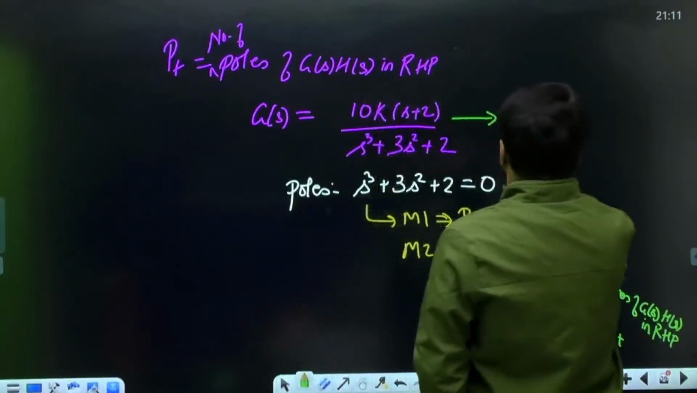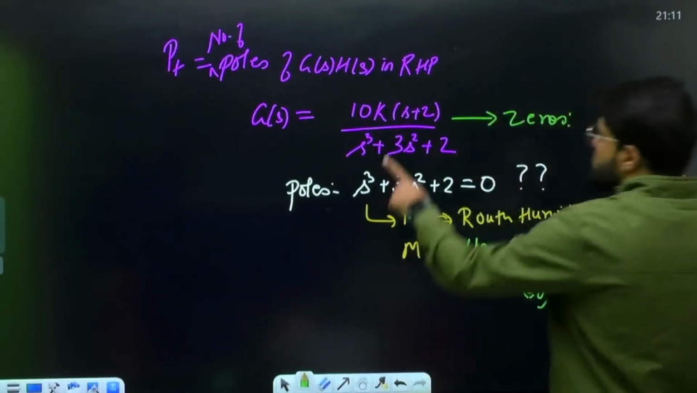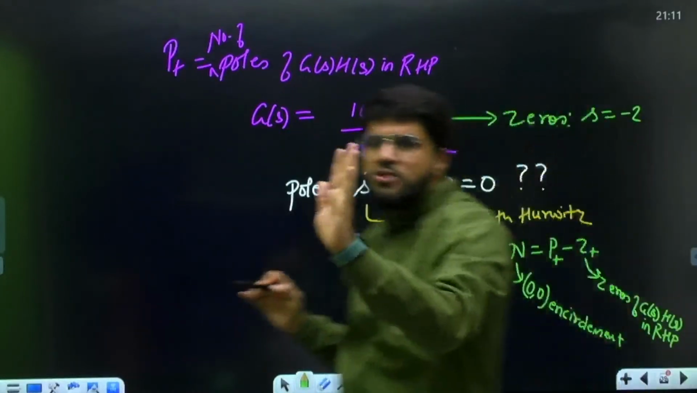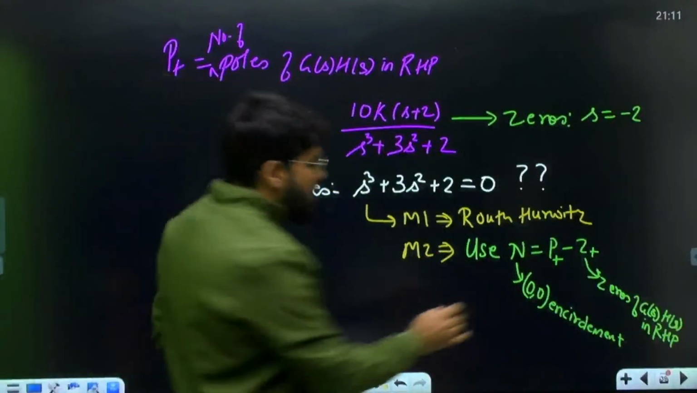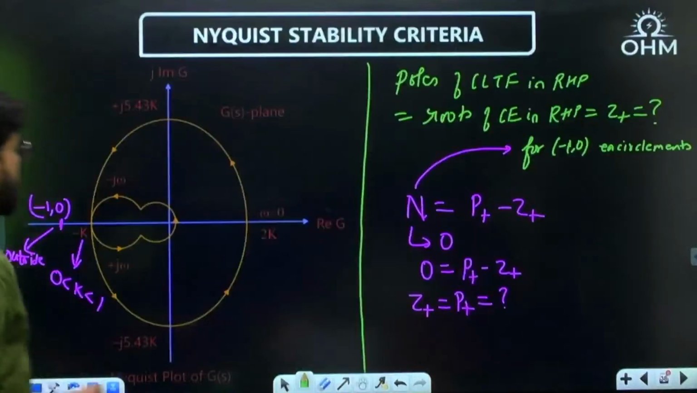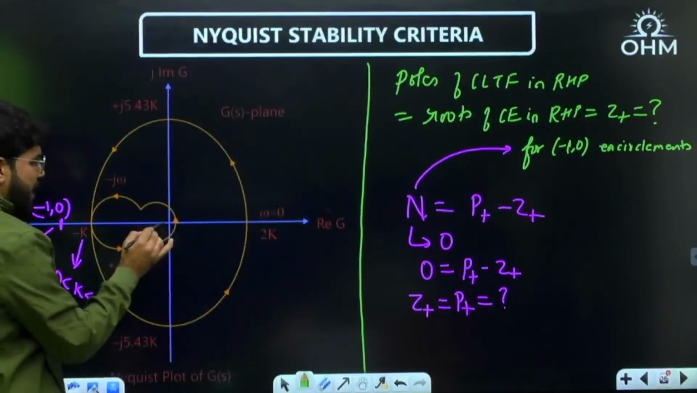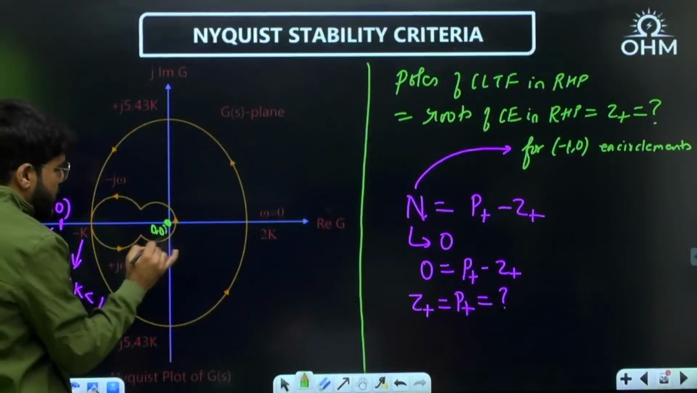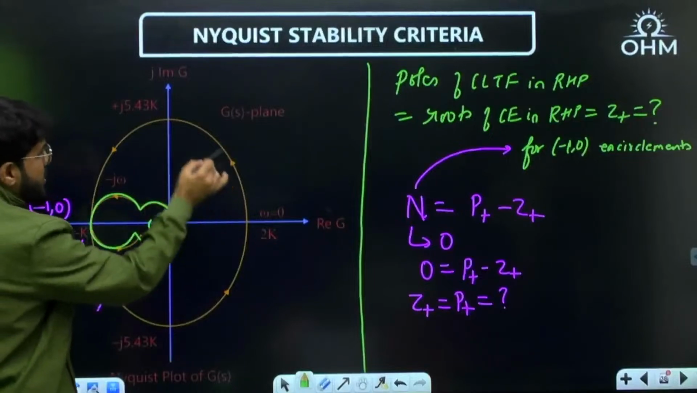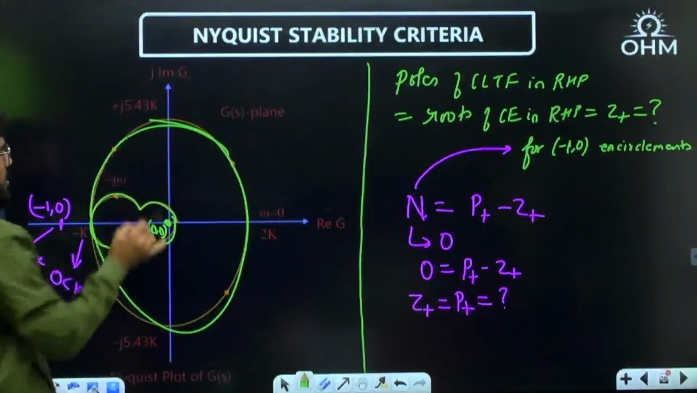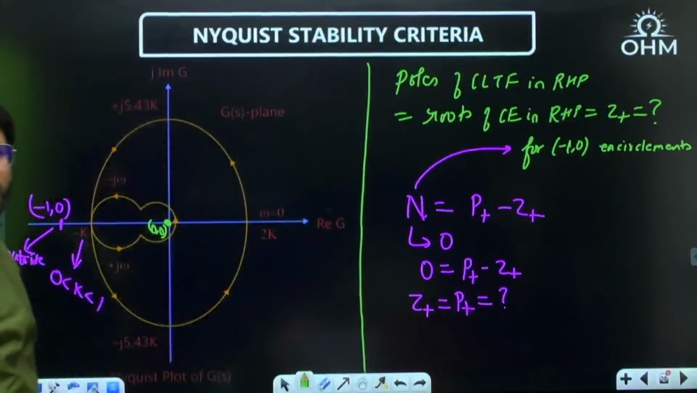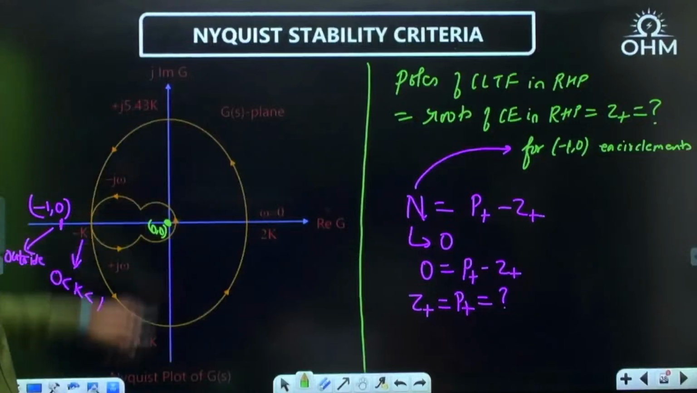Now see, what are the zeros of this function? s equal to minus 2. There is only one zero, minus 2. How many in the RHP? Nothing. And how many encirclements of 0, 0? Nyquist plot is given. This is 0, 0. One encirclement anticlockwise, one more encirclement anticlockwise. Two anticlockwise encirclements.